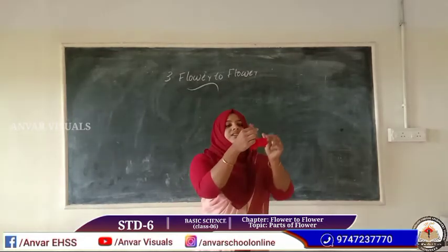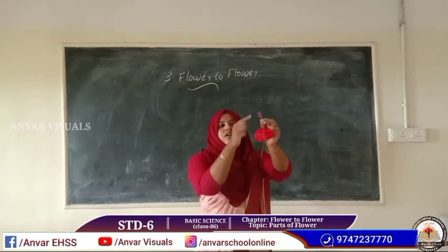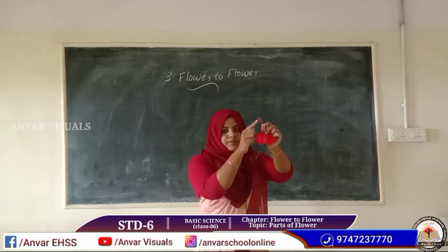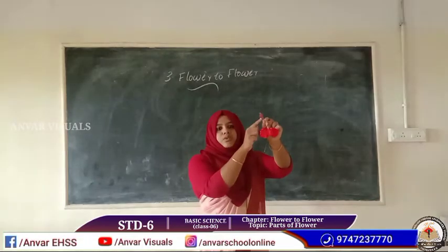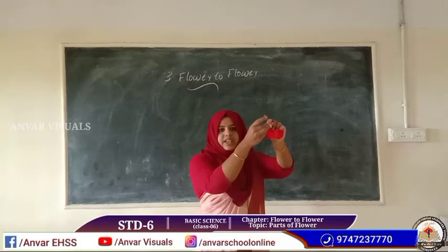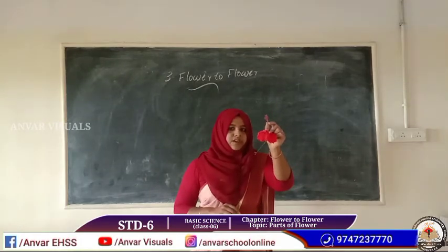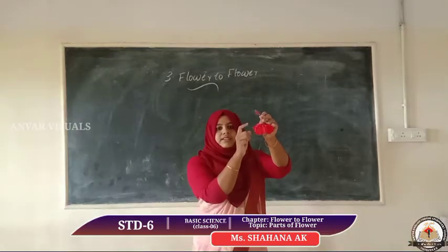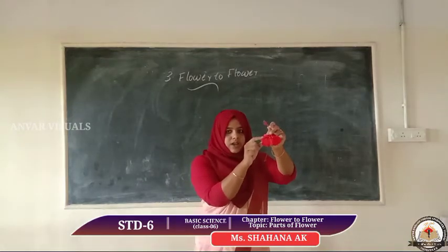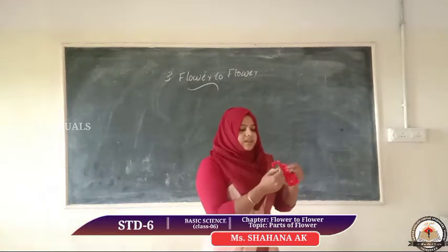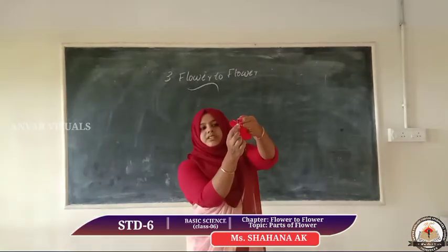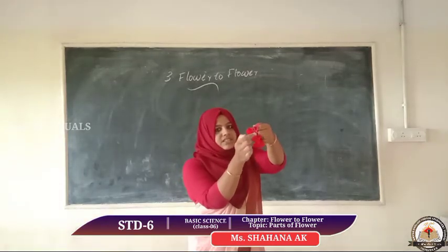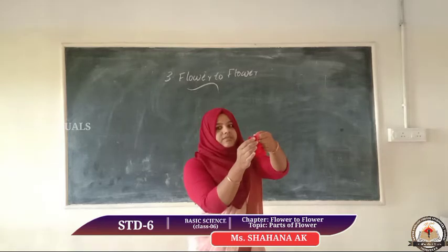So let's start. The first or the top part of a flower is androecium. Here is the androecium of a flower. This particular part is called androecium. And the second one is corolla. The second part is corolla. And the next one, this particular part is called gynoecium. This is the gynoecium of a flower.